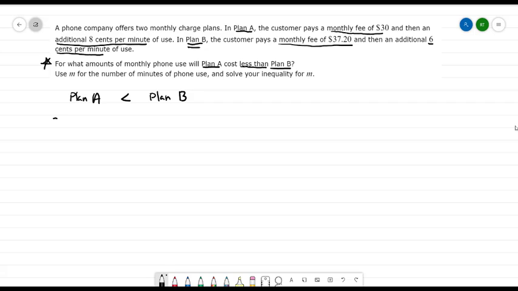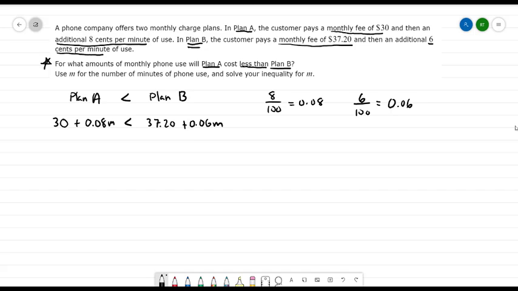So remember, that's the starting amount. You're always going to pay $30 every month, and then an additional 8 cents per minute. So plus, remember, 8 cents would be 8 out of 100 pennies, which will be 0.08 when you divide the two. So 8 cents per minute, less than. And then Plan B was $37.20 and an additional 6 cents per minute. So 6 out of 100 pennies, when you divide that, you get 0.06. So 6 cents per minute.